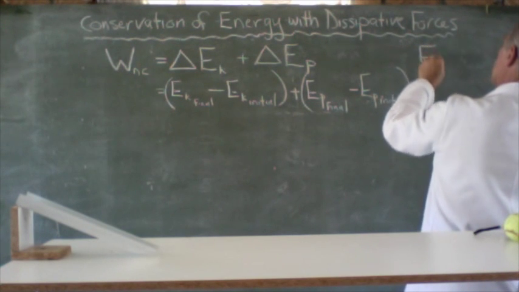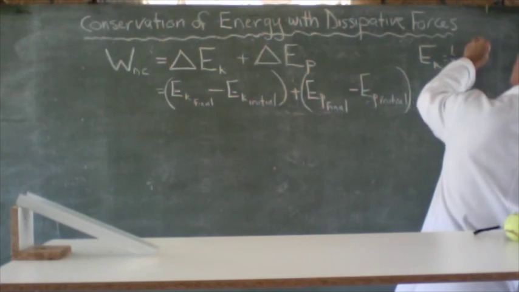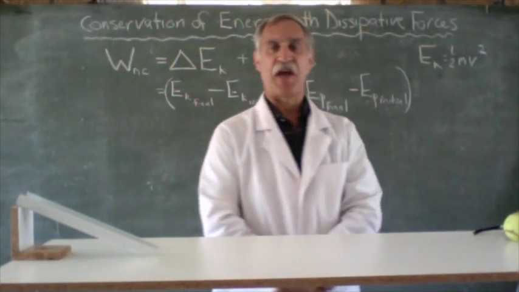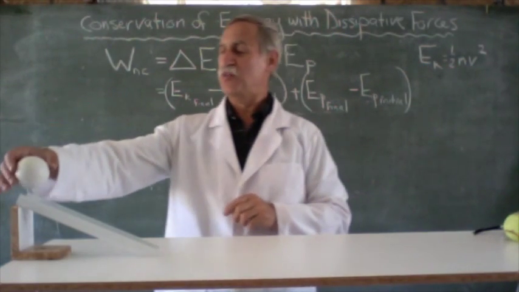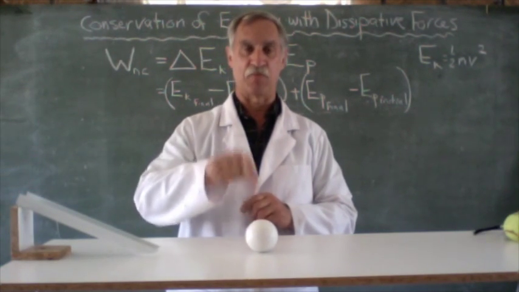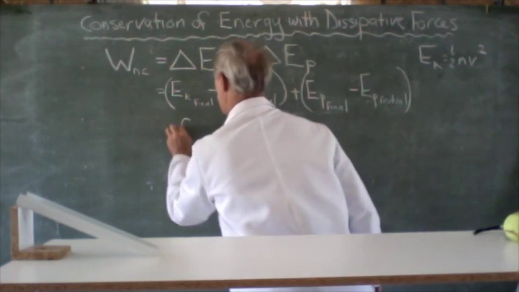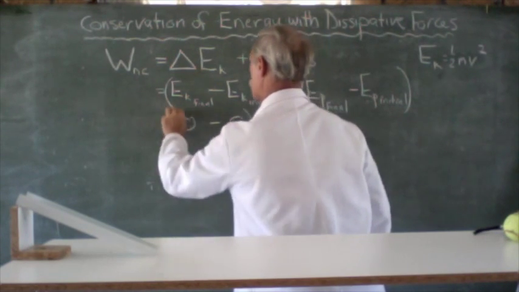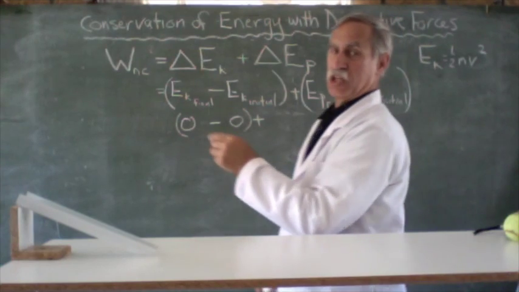EK is equal to a half mv squared. Half mass times velocity squared. But if we have a velocity of 0, EK becomes 0. So if it's not moving, it's got 0 kinetic energy. And when it ends, it's not moving, so it's got 0. So what is the final kinetic energy? Naught. Minus the initial kinetic energy, naught, plus what is the final potential energy.